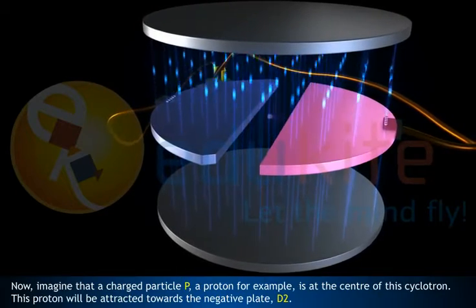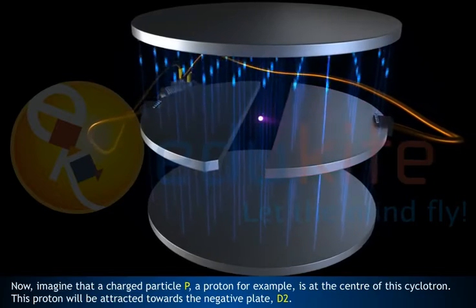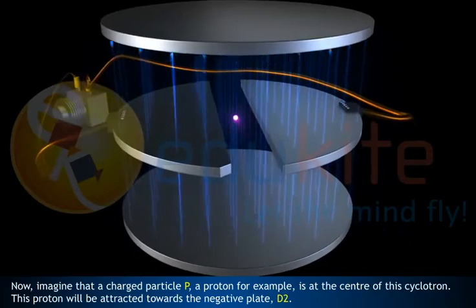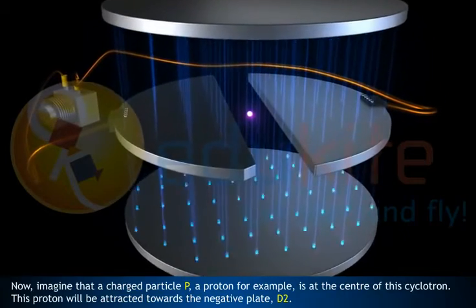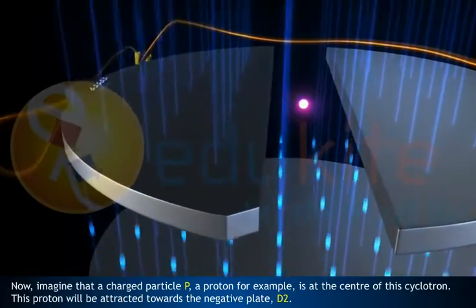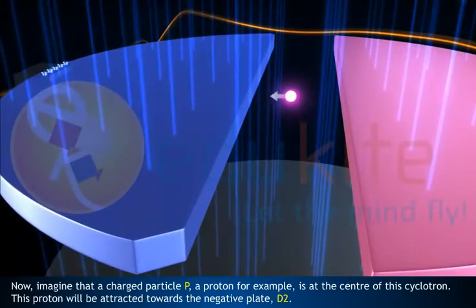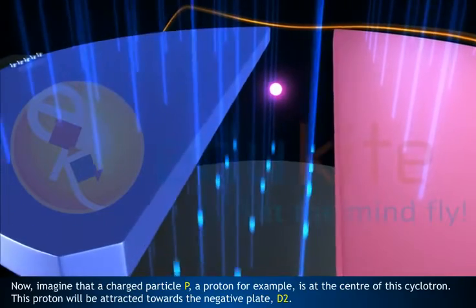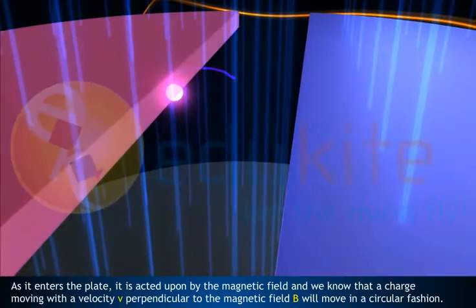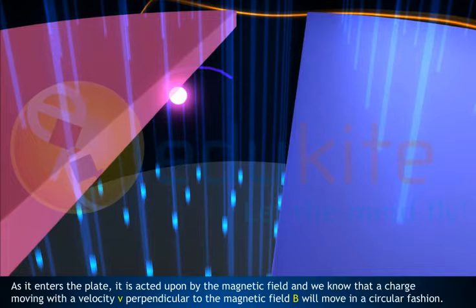Now imagine a charged particle P, a proton for example, is at the center of this cyclotron. This proton will be attracted towards the negative plate, D2. As it enters the plate, it is acted upon by the magnetic field, and we know that a charge moving with a velocity v perpendicular to the magnetic field B will move in a circular fashion.